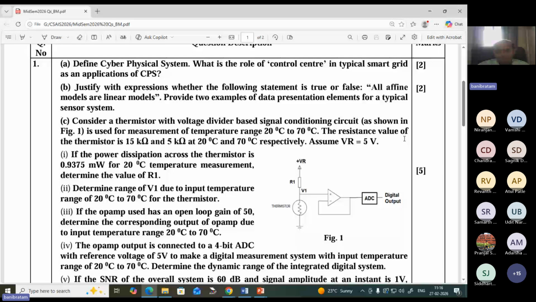So let us quickly see. This defines hyperphysics, that is a very standard definition which was given in the slide itself. The control center role, that is also given in the slide in the smart grid.